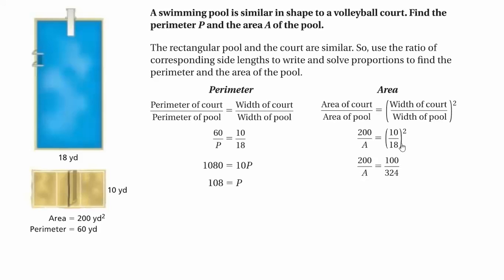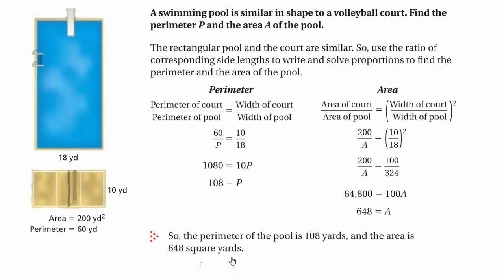They did not this time. They could have reduced it, but they didn't. So they have 100, and then 18 times 18 is 324. Then, of course, you can do 200 times 324, which is this, and then 108. Now you're going to divide by 100, so it's going to be 648. So the perimeter of the pool is 108 yards, and the area is 648 square yards.